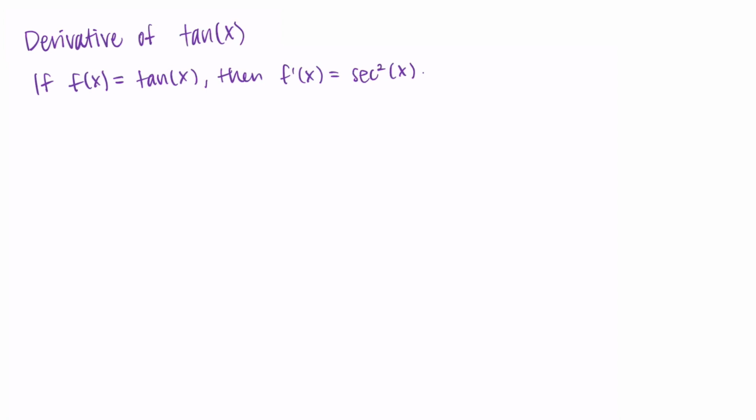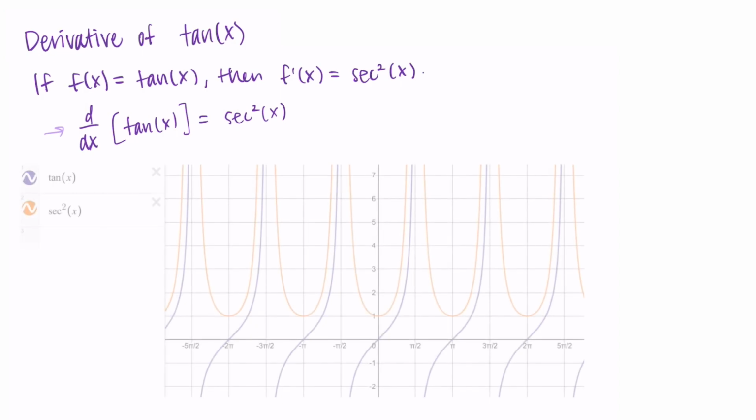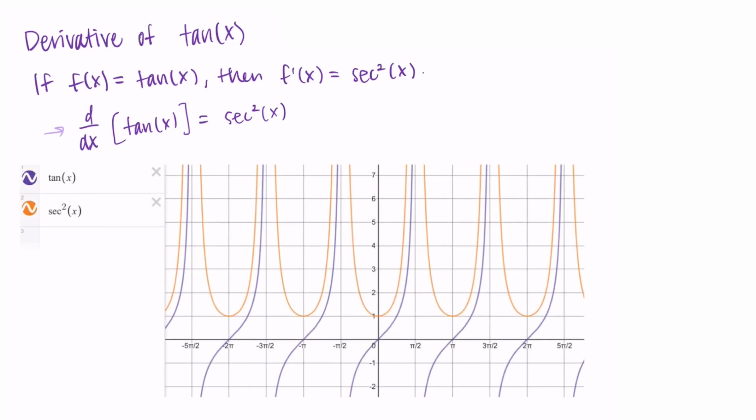I'm also going to just write this using the other notation, so the derivative with respect to x of tangent is secant squared. So what does this look like? Why does this make any sense at all? So let's look at the graph. I've graphed tangent here and secant squared. So the tangent graph is something we're probably used to seeing, but the secant squared graph is different. It might not be something we've ever seen before.